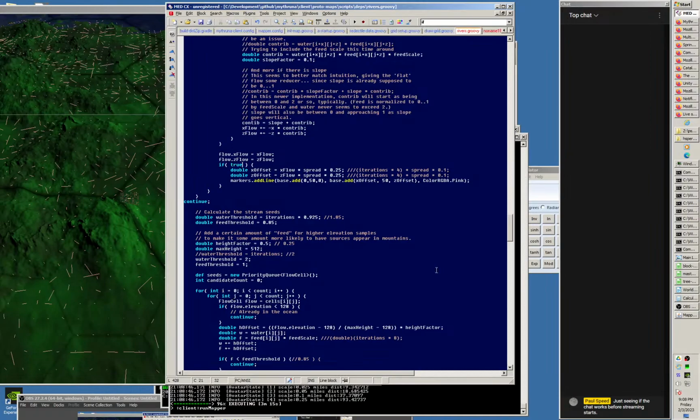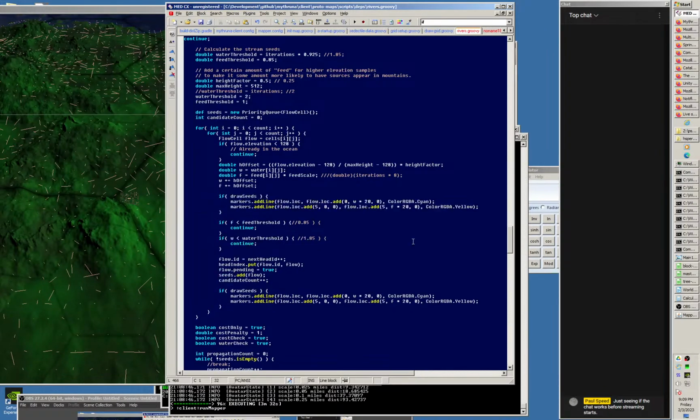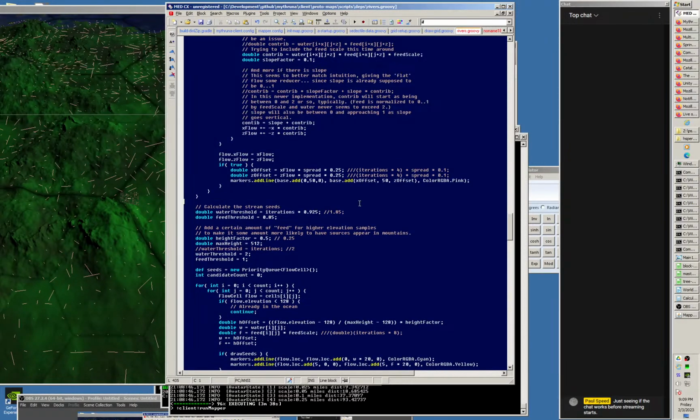Somewhere I render draw seeds. So let's just put these up here for a minute, without considering threshold. So what happens is we go through, so let me talk about what the code is doing here.